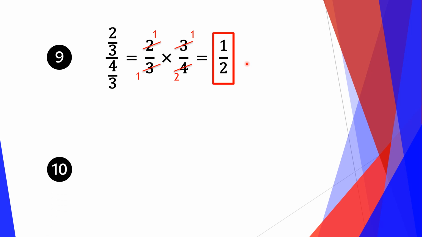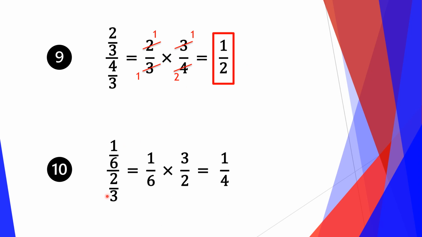Moving on to our last question, question 10. We have 1 over 6 divided by 2/3. Again, we keep our first fraction as it is, 1 over 6, and we change the division sign into multiplication, and we take the reciprocal of the second fraction. 2/3, we write as 3 over 2. Now we can cancel here as well. 3 and 6 can be cancelled. So 3 goes into 3 once, 6 goes into 3 2 times. So now we times our numerators. 1 times 1 is 1, 2 times 2 is 4. So our solution is 1 over 4.